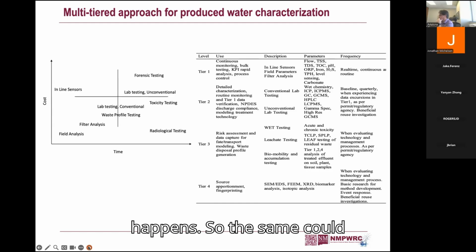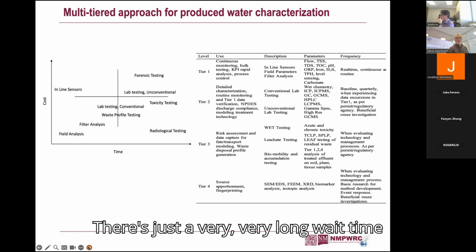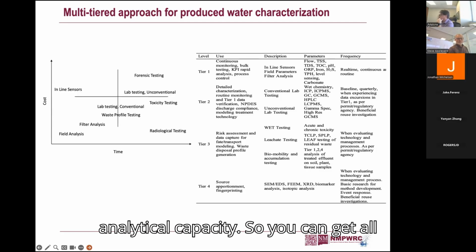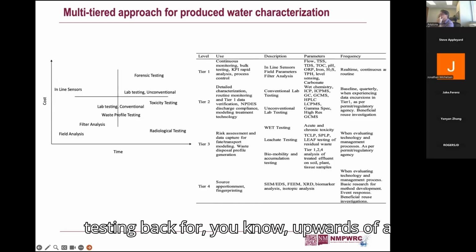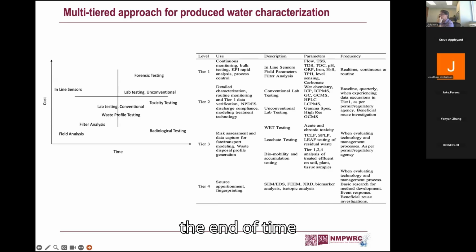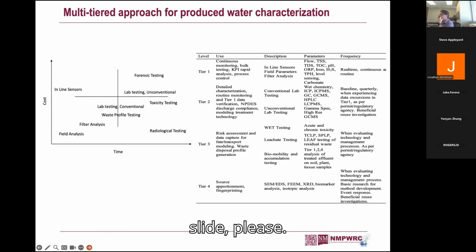The same could be said for the PFAS testing, dioxin testing. There's just a very long wait time from the labs because of a lack of analytical capacity. So you can get all of this stuff back within 5 days, but you're not going to get the radiological testing back for upwards of a month. And then way out here on the end of time and cost is the forensic testing. Next slide, please.